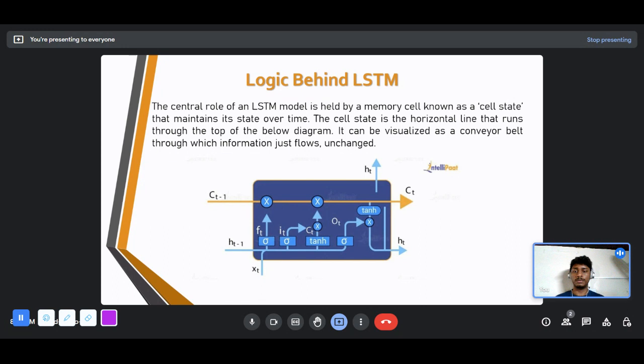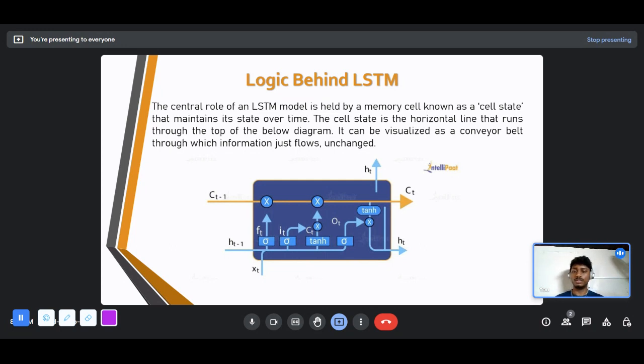In the next step, we will combine these two to create an update to the state. Now, in the example of our language model, we'd want to add the gender of the new subject to the cell state to replace the old one we're forgetting. It's now time to update the old cell state CT-1 into the new cell state CT. The previous steps already decide what to do. We just need to actually do it.